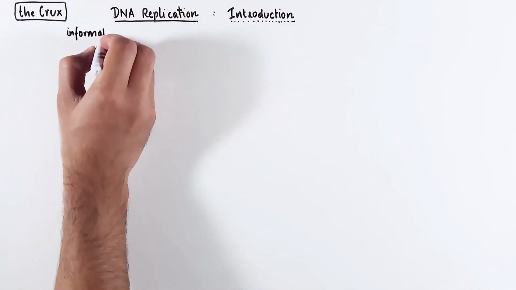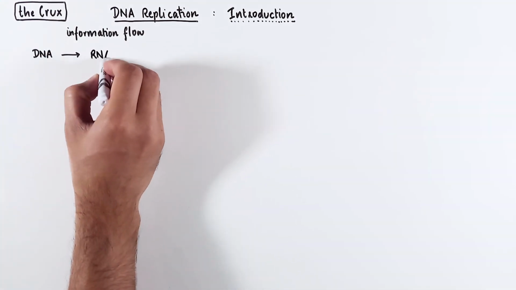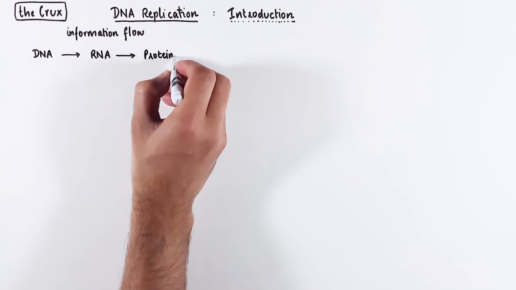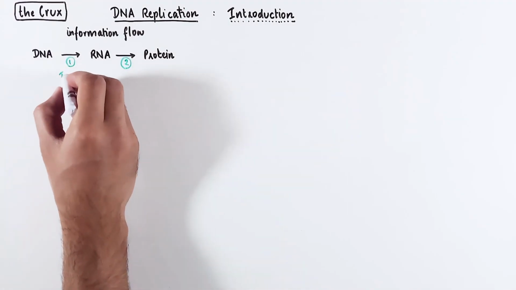We've already talked about the information flow in a cell, which starts from the DNA, which is converted into RNA, and that information is then converted into protein. And this happens in the process of transcription and translation.